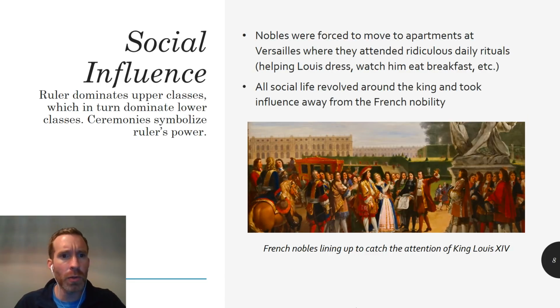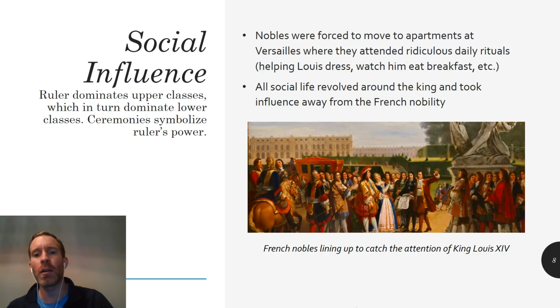Okay. So socially, if Louis XIV is this model absolutist, like I'm telling you that he is, that means then socially, the ruler has to dominate the upper classes, which in turn dominate the lower classes. And ceremonies are going to symbolize the ruler's power. And there's no other place in the world really at this time. Maybe a few. You'll see when you start to do some research, but there are a few on the level of Louis XIV's court that he holds at his palace that's called Versailles. And we'll talk about that shortly here. So the nobility is forced to move to apartments just outside of Louis's palace at Versailles.